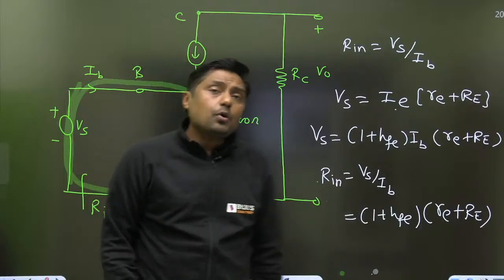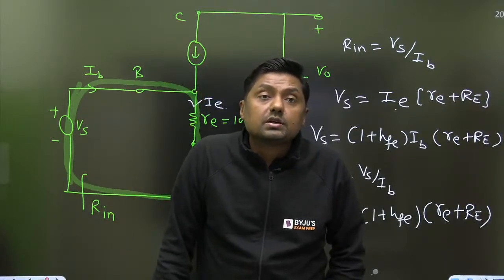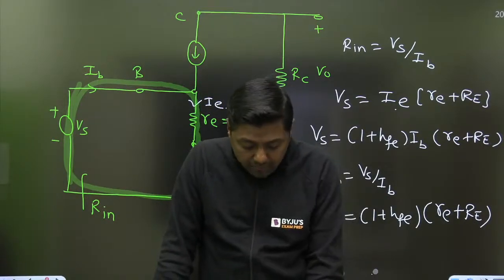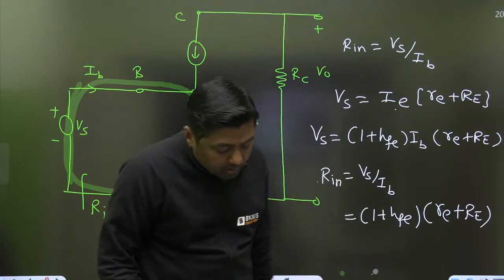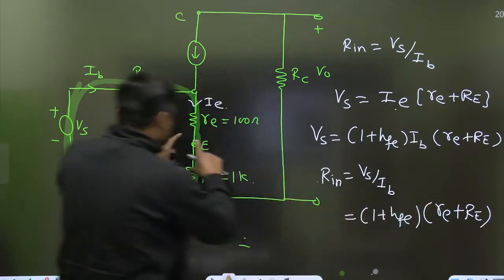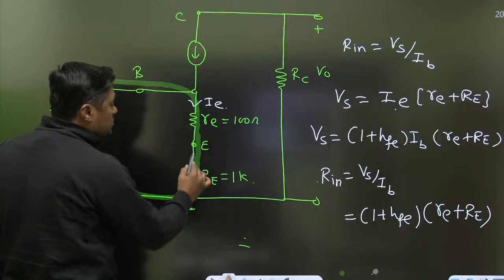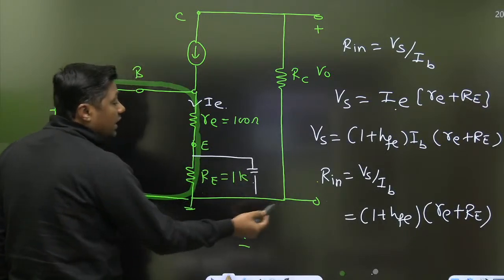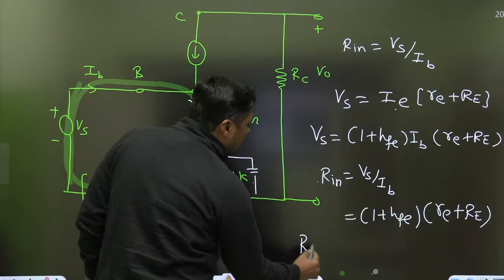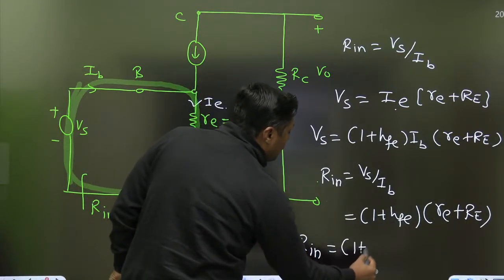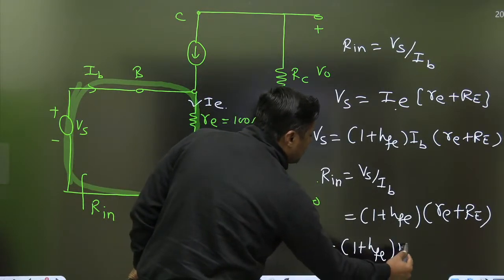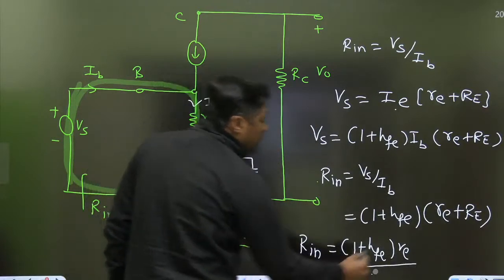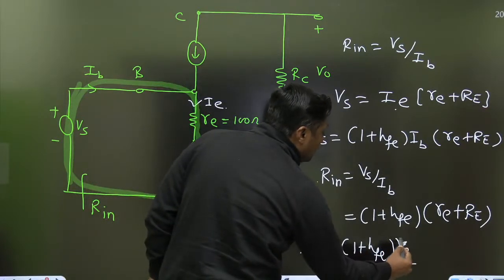Now, suppose the capital RE is bypassed, then what will be the input resistance? Everyone tell me. It is unbypassed RE. If it is bypassed, then what about the input resistance? Input resistance will simply become 1 plus hFE into small re only.